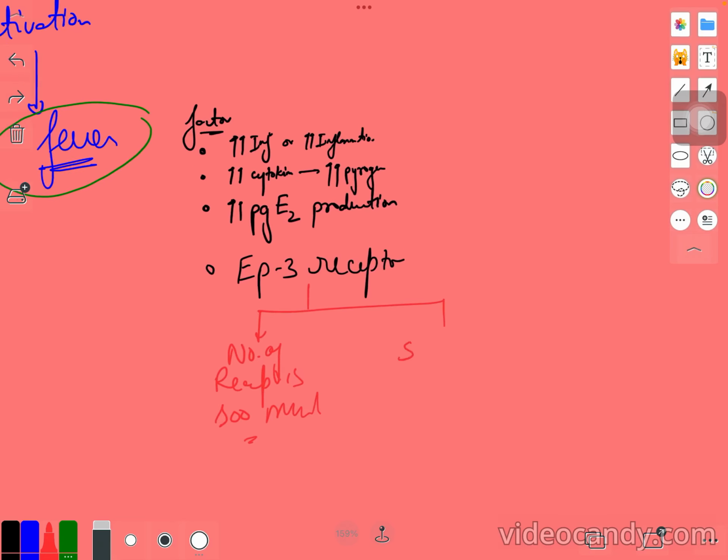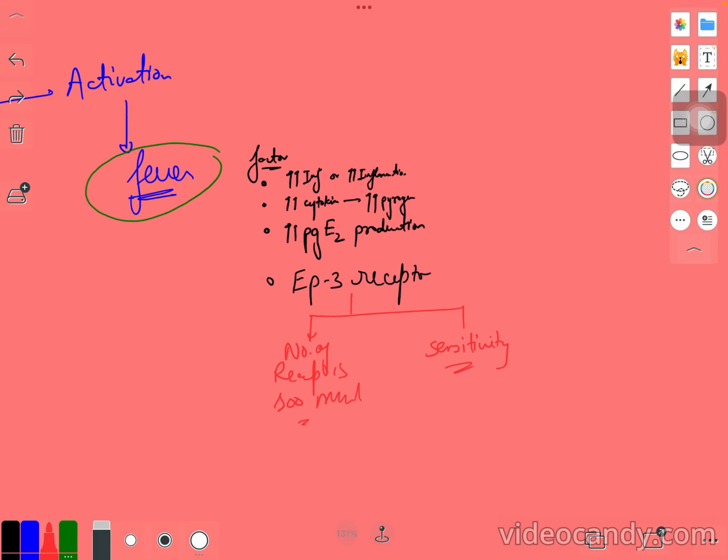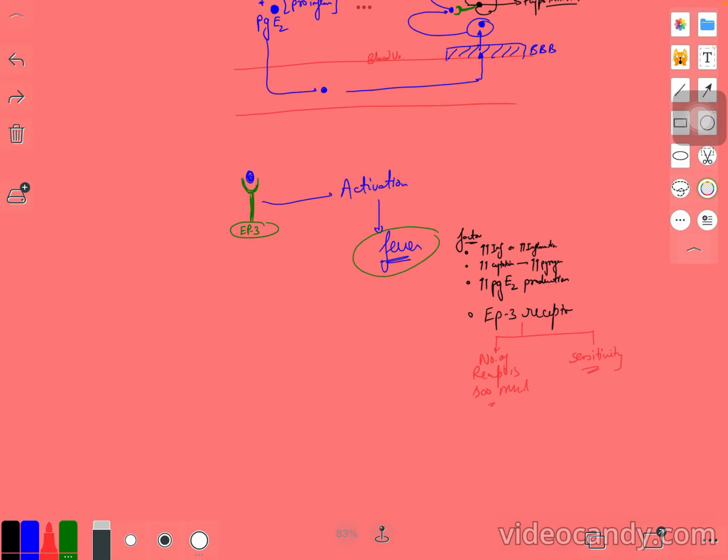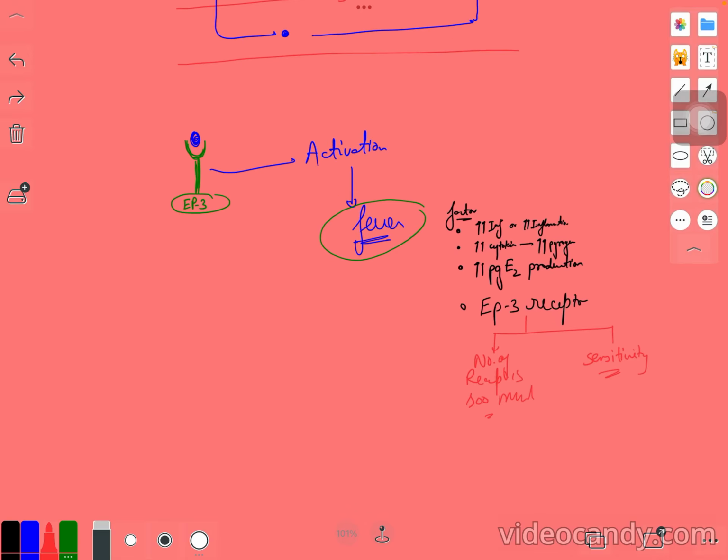And also the sensitivity of the EP3 receptors. So all these situations function to cause the high fever.